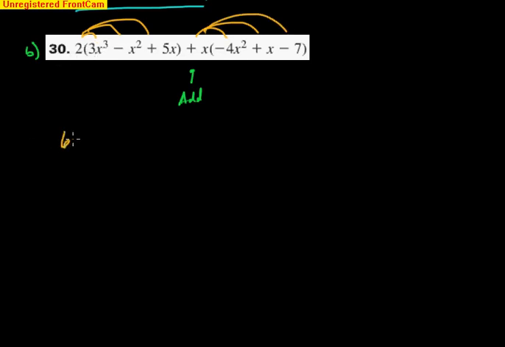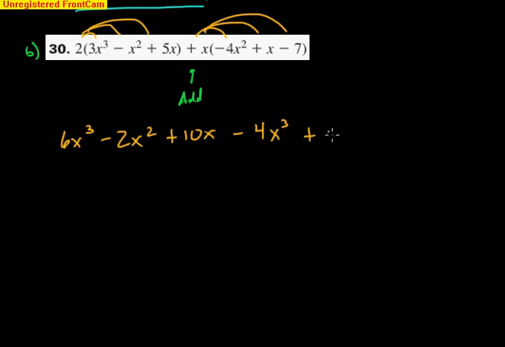So, 2 times 3x cubed is 6x cubed. 2 times negative x squared is negative 2x squared. 2 times positive 5x is positive 10x. That's the first parenthesis. Second parenthesis, positive x times negative 4x squared. Positive times the negative is a negative 4. And now the x and x squared, there's one x here and two x's there. That's 3 x's, x cubed.